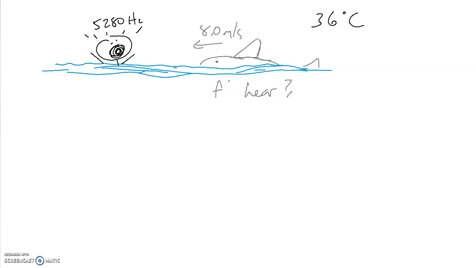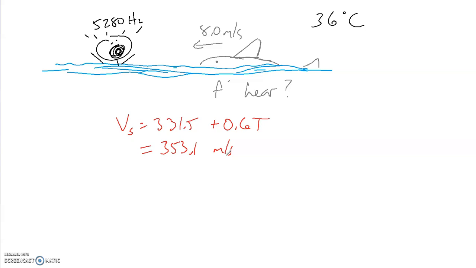Okay, well, first of all, we've got the temperature there. I'm going to find my speed of sound. So my speed of sound would be 331.5 plus 0.6 T. So I've got that point. I've got 36. That's no problem. Multiply that by the 0.6, and then I'll add the 331.5 to it and get my speed of sound. And I get around 353.1 meters per second.